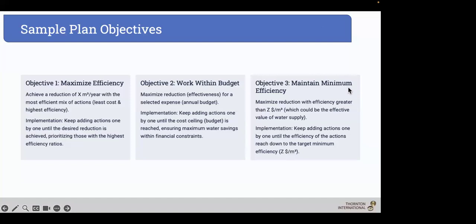Maintain the minimum efficiency. So maximize the reduction of efficiency greater than the amount that could be the effective value of water supply. So we need to keep adding actions one by one until the efficiency of the actions reaches down to the target minimum efficiency.